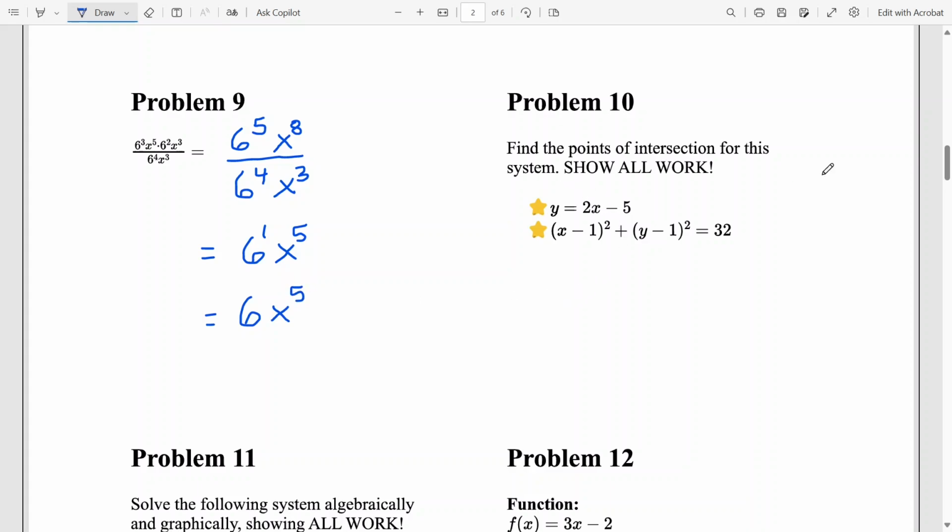Okay, next one, find all the points of intersection for this system. Show all your work. All right, so we could go hardcore and do this out. Could even do it on Desmos. So we have x minus 1 squared plus, let's just substitute in the value here for y. So plus 2x minus 5 and then minus 1, so that's going to be 2x minus 6 squared. Let's do minus 32 equals 0.